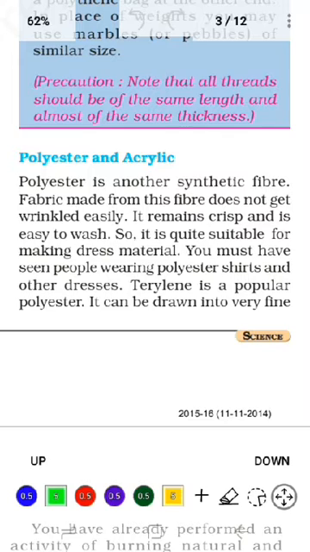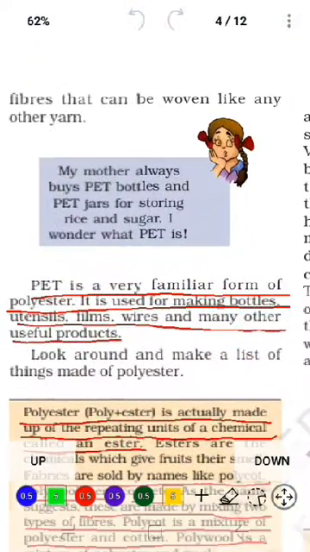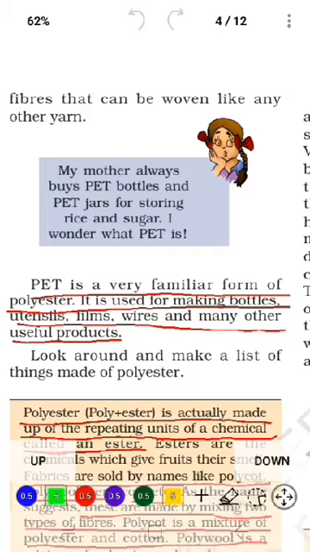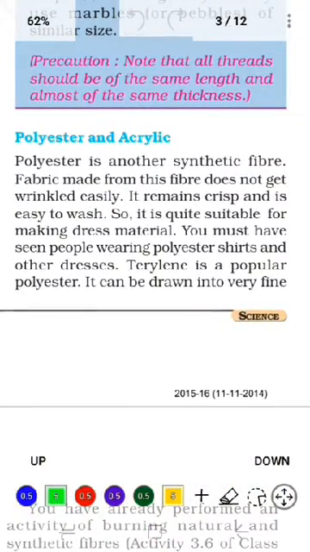Terylene is a popular polyester. It can be drawn into very fine fiber that can be woven like any other yarn. So we have come to know that polyester and terylene both are synthetic fiber, and they have some special characteristic. Because of that, it is largely used for making dress materials.